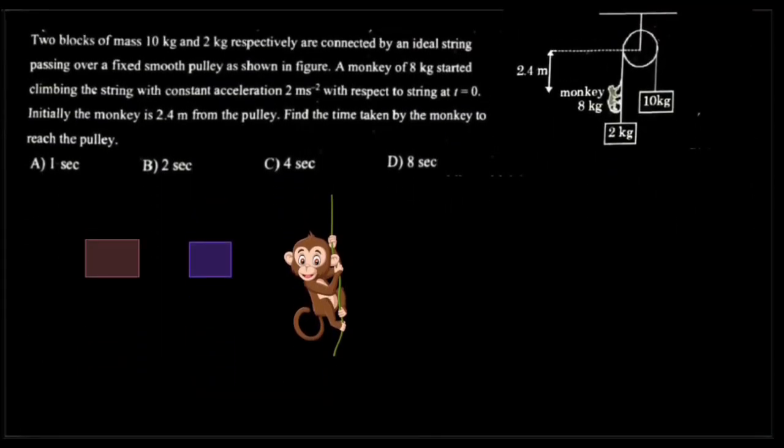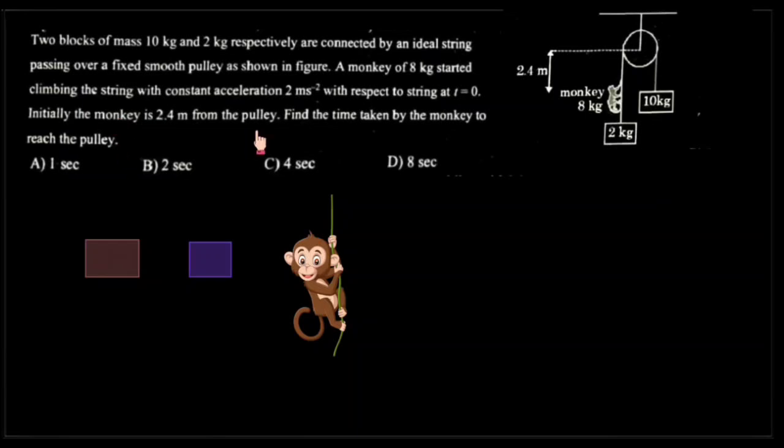The question is, there are two blocks of mass 10 kg and 2 kg respectively connected by an ideal string passing over a fixed smooth pulley as shown in the figure. A monkey of 8 kg started climbing the string with constant acceleration 2 meters per second squared with respect to the string at time t equal to 0. Initially the monkey is 2.4 meters from the pulley. Find the time taken by the monkey to reach the pulley.